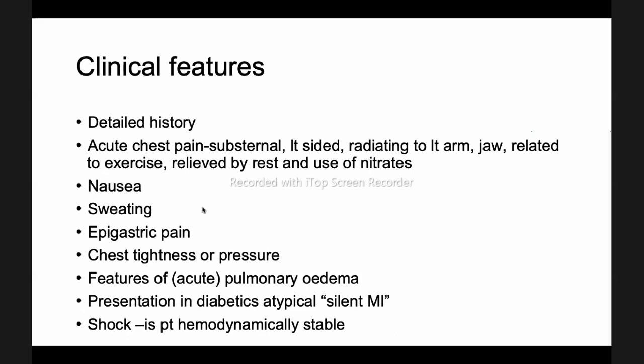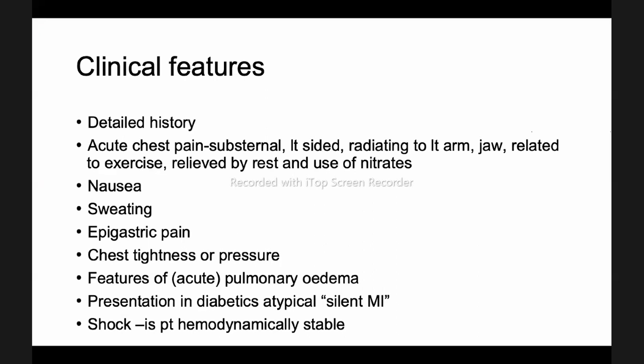So there might also be associated nausea, depending on the type of MI, like if you have an inferior MI, excessive sweating. In some patients, they might not even give you a history of chest pain. It might be epigastric pain. So always watch out for atypical presentations of MI. And then chest tightness as well, or pressure in the chest.